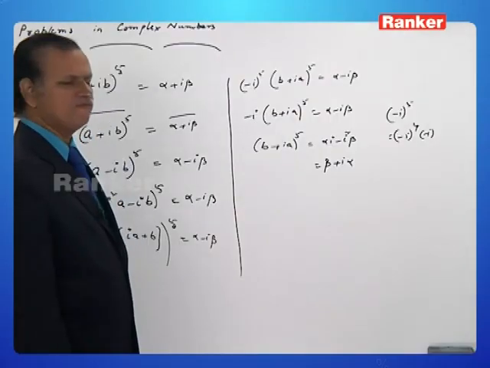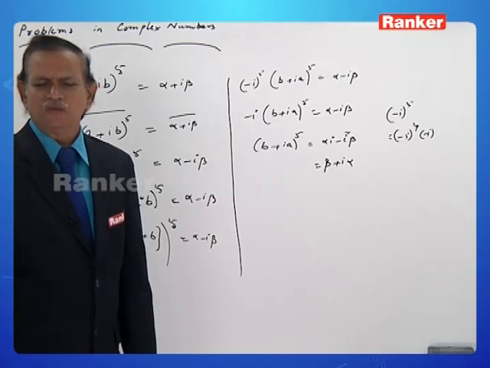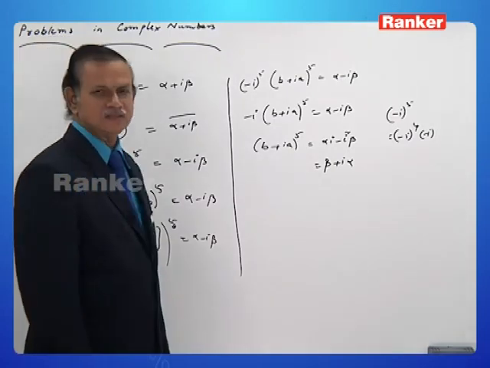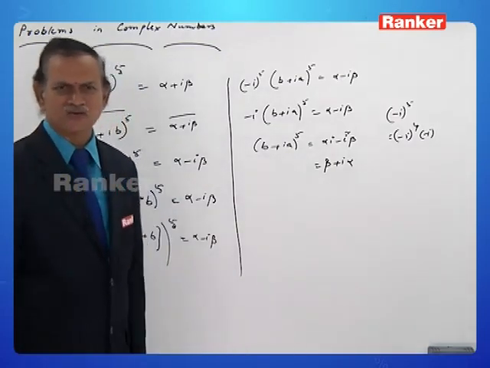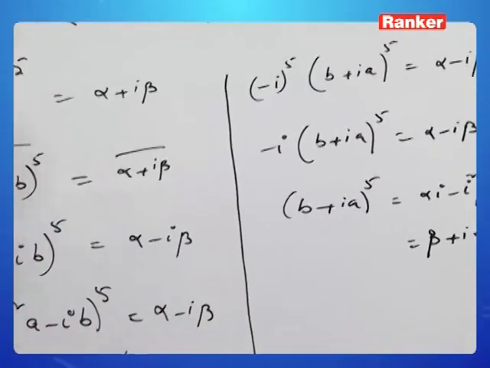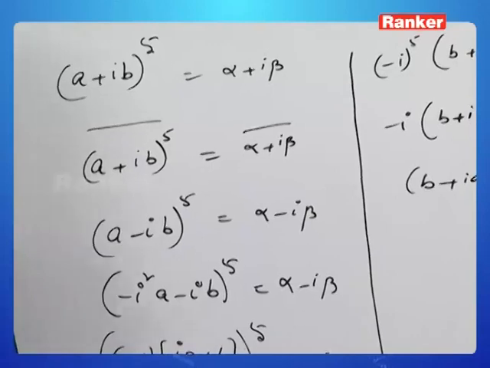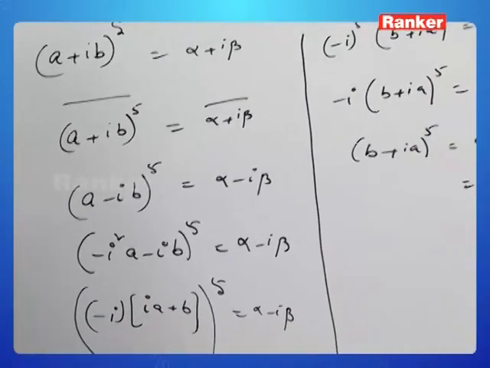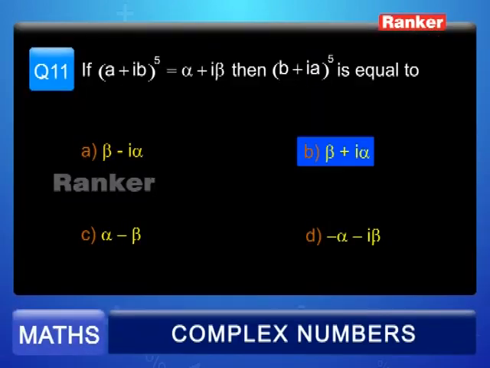So, it's a very, very simple question which has been answered by just taking the complex conjugates on both sides of the given equation, that is, (a + ib)^5 is equal to alpha plus i beta. Enough, that is the answer. That is option B.